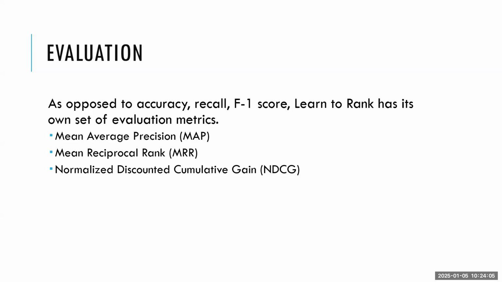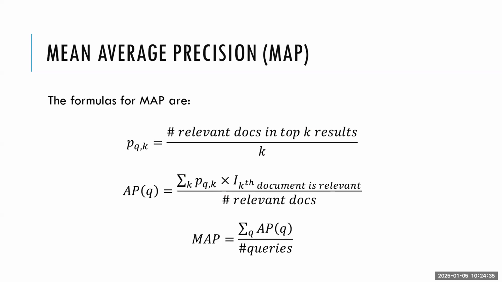And the first one actually does not care so much about the order. But the last two care about the order, right? The order of the list that you give out as the prediction. So what is MAP, right? Mean average precision.